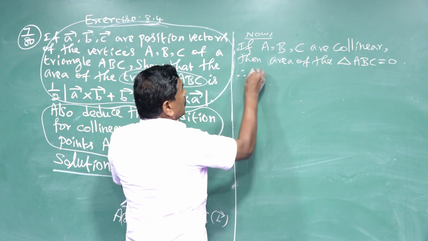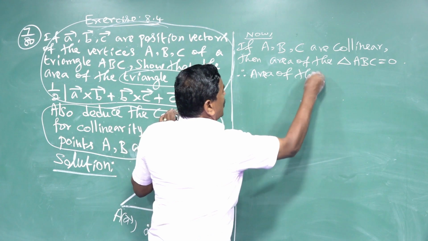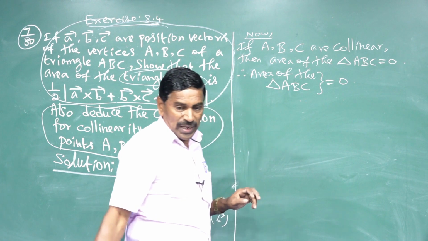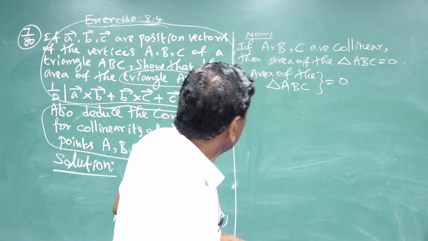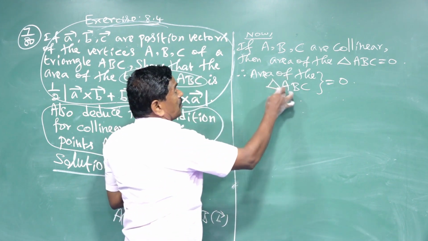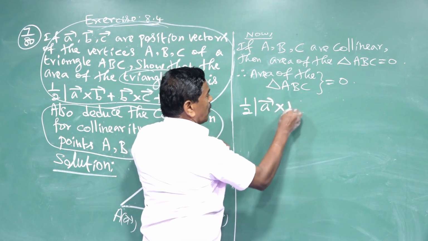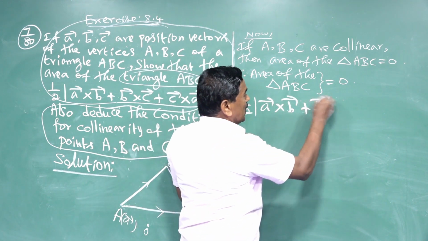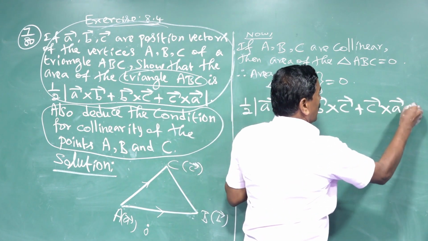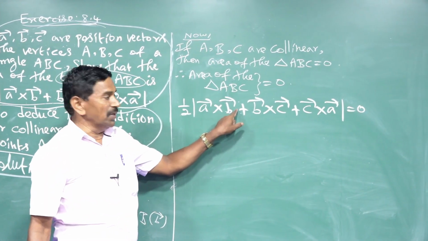Therefore, see, area of the triangle ABC is equal to 0. Okay. Area of the triangle ABC equal to 0 means, what is its answer from the first part? Very good. That is, area of the triangle ABC is given by half into modulus A cross B plus B cross C plus C cross A. Okay, is equal to 0. Which is the first step answer. Okay.